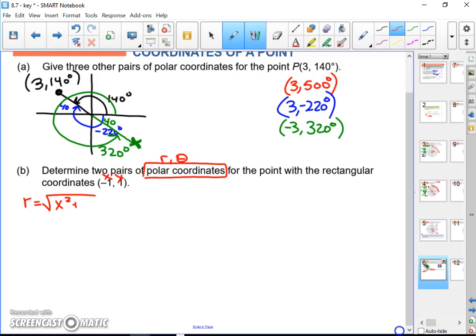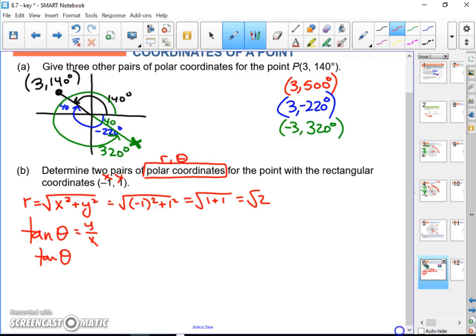We know the formula looks like this. We've used it for the last 3 lessons. So square root of -1 squared plus 1 squared, that's square root of 1 plus 1, or square root of 2. That's the magnitude, the r value. As for my direction, tangent theta equals y over x. Or in this case, tangent theta equals 1 over -1.